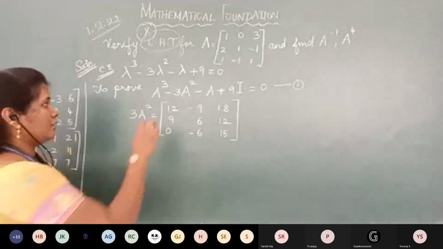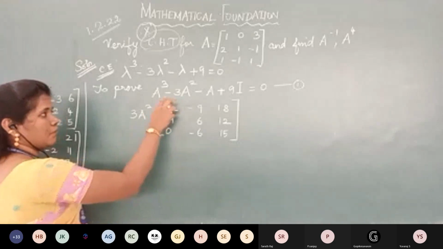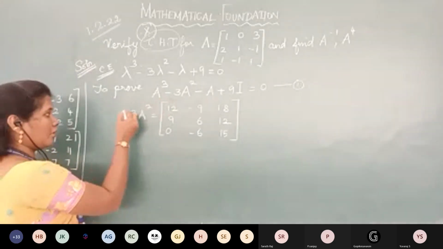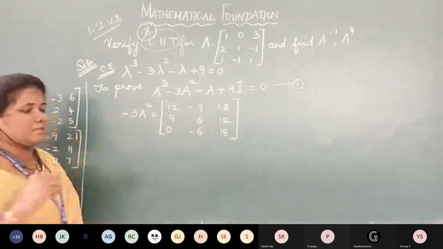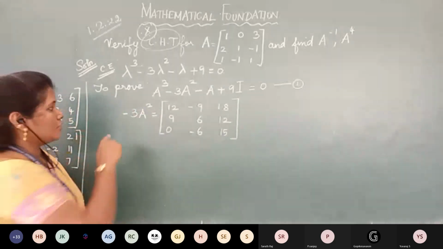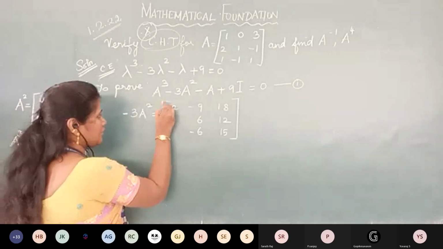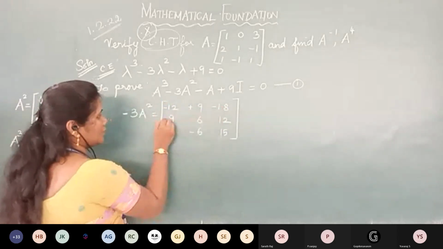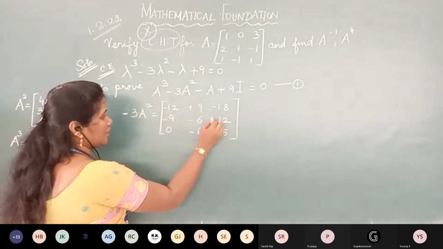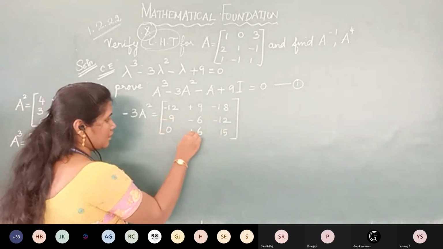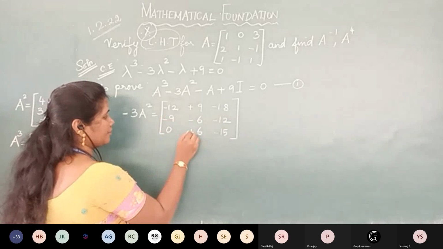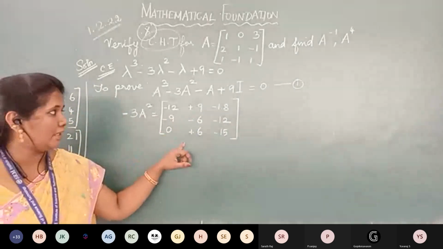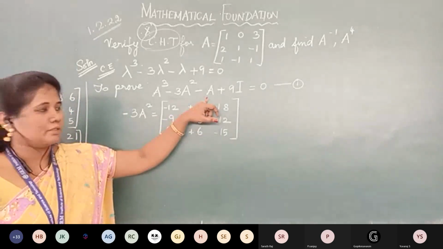Okay. And in the question, it is minus 3A square. When you substitute, you can put it as minus 3A square, or otherwise you can put it with minus 3A square. So when you multiply this minus inside, here it will be minus. This will become plus, minus. This will become minus, minus, minus. This will become plus. Okay. So for your minus 3A square, this is your value.